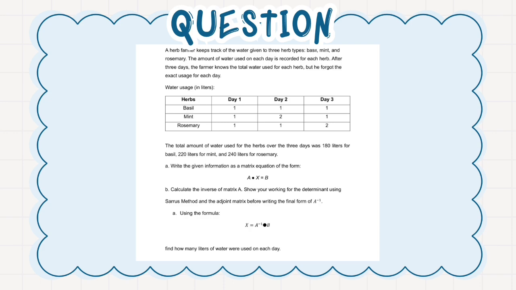I will be presenting the application of the matrix inversion method to solve a system of linear equations based on a herb watering schedule. In this question, we are given a table of water usage rates for 3 types of herbs over 3 days. The total water used for each herb over 3 days is known. Our objective is to determine the exact amount of water used on each individual day using the matrix inversion method.